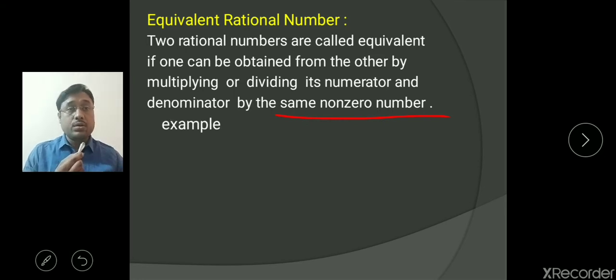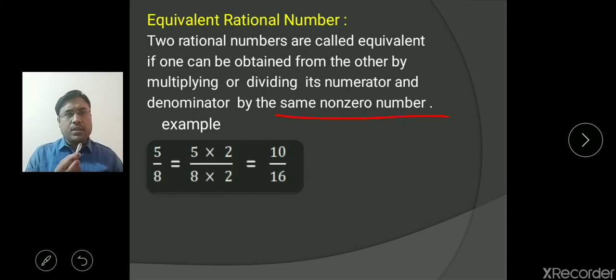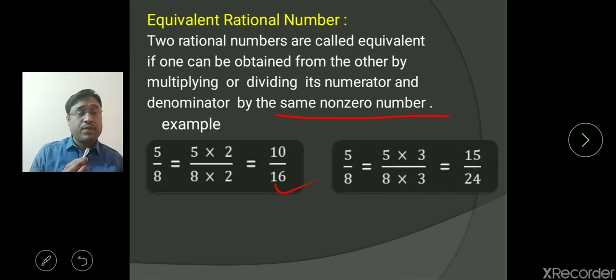So that you can write here. For example, if you want to find the equivalent rational number of 5 by 8, you can multiply this 5 and 8 both by 2. So 5 into 2 is 10 and 8 into 2 is 16. So 10 by 16 is the equivalent rational number. Same, 5 by 8 is equal to 5 into 3 by 8 into 3.